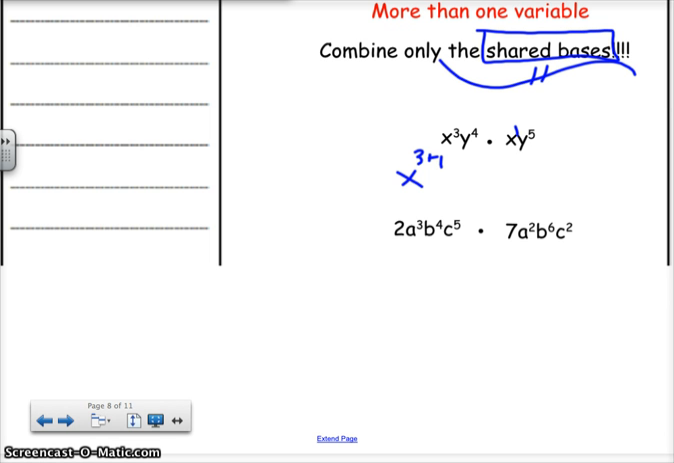Okay, I need to see students writing. Y to the what? Well, you get 9, but how do you get 9? What did you do? 4 plus 5, which is x to the 4, y to the 9. I love it. Exponents are nice and they're fast as long as you remember the patterns, the rules, the tricks.